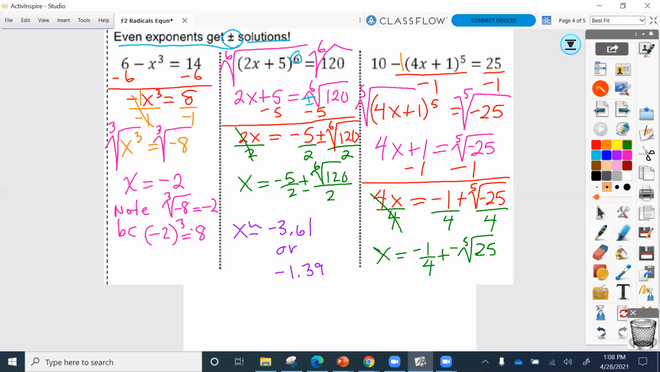And then to get a decimal approximation, x is approximately equal to negative 1/4. Nope, sorry, that's the exact answer. So one answer would look like, oh, there's only one answer here. So it would be negative 0.68.